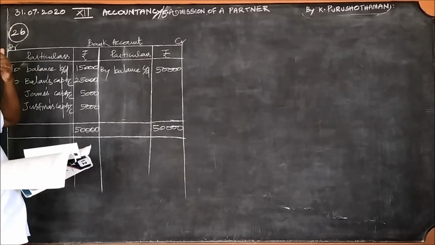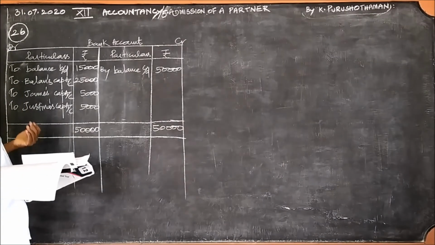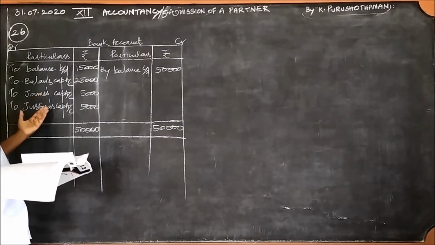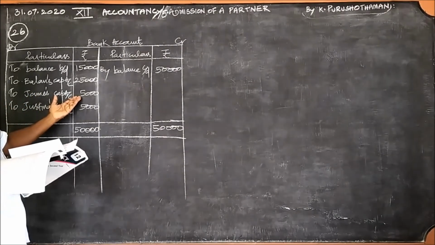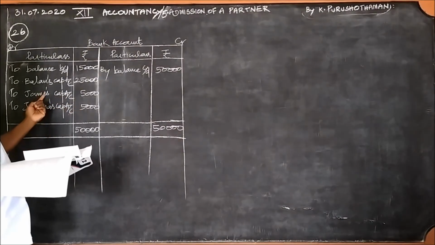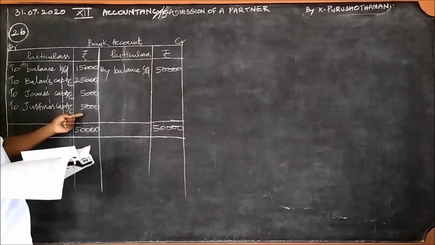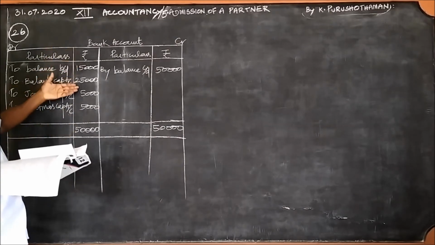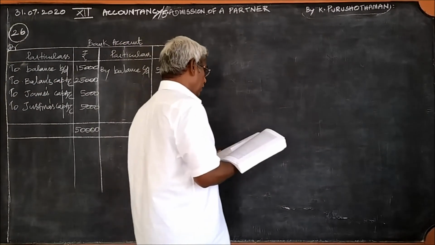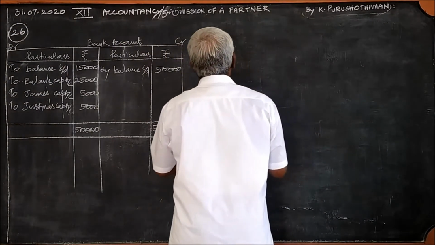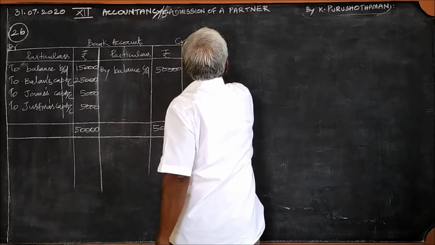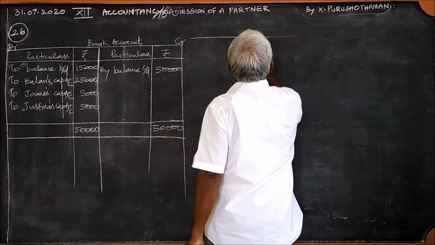And Bolan also has brought in the goodwill share 10,000, that is divided by the old partners equally. Therefore, that 10,000 is divided among the old partners, 5,000, 5,000 to James's capital account and Justina's capital account. So the total is 50,000. We are writing on both the sides. Now we shall pass on to the final part, the balance sheet.